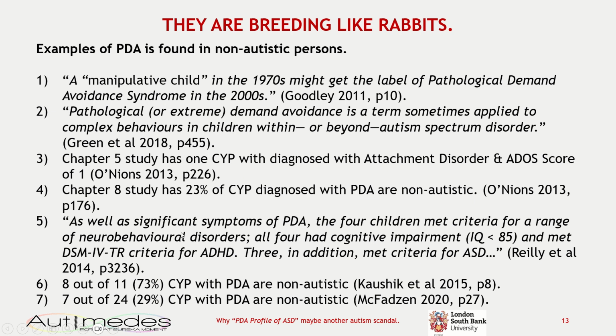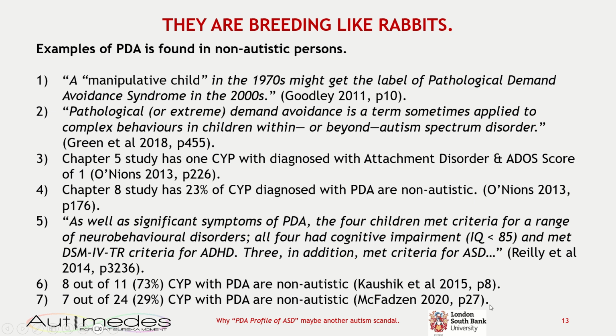There's also 1 out of 4 case studies of PDA with epilepsy in Riley et al. that does not meet threshold for autism, so basically they're non-autistic. And there are other examples from research, like master's theses and conference papers. So 8 out of 11 child and young person PDA are non-autistic in Course-Cattell, page 8, and 7 out of 24, so that's like 29% of children with PDA are non-autistic in McFadden.